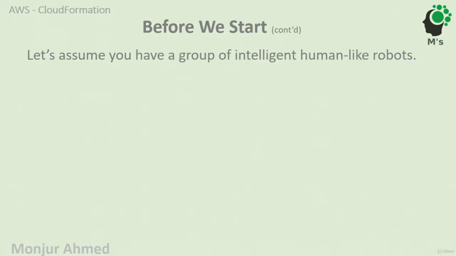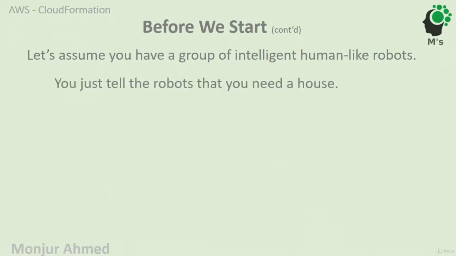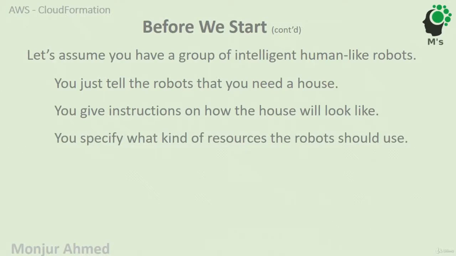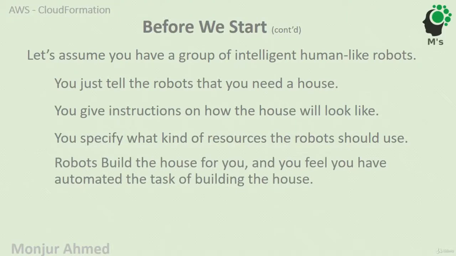Now, let's assume that you have some robots. They're very smart, human-like robots, let's say, and you just tell the robots that you need a house, and you give them all the instructions on how the house will look, what the design would be, what kind of resources and materials they should use, let's say the quality of the material that would be used to build the house, and so on. So you just specify everything, and you give the instruction.